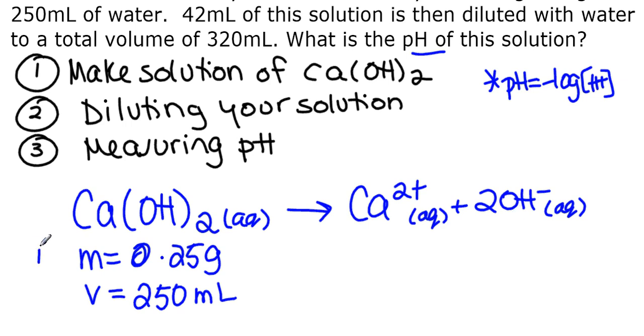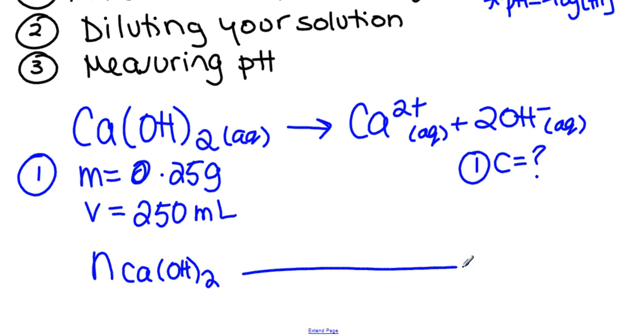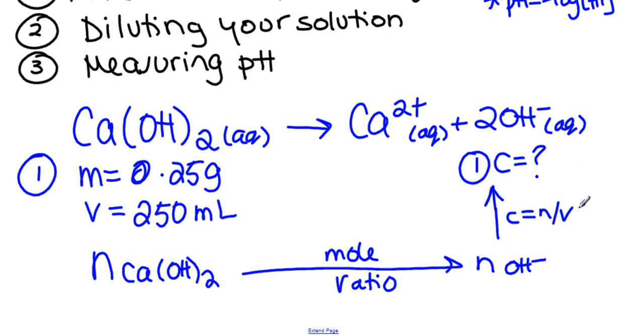So in step 1, making your solution, what you need to do is find out what's my concentration of hydroxide ions, undiluted. And this is going to be similar to the previous problem. It's a stoichiometry problem. So for step 1, find the moles of calcium hydroxide, change them to moles of hydroxide ions, and then into concentration of hydroxide ions. Mole ratio step, and we know our formula for concentration. This will deal with step 1.